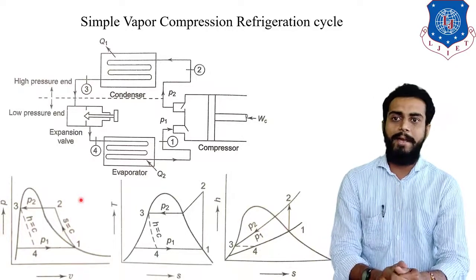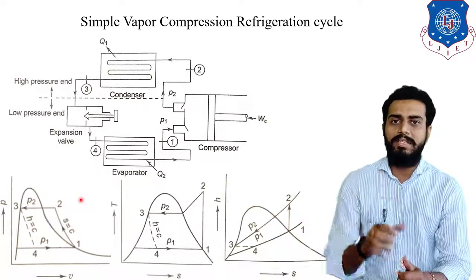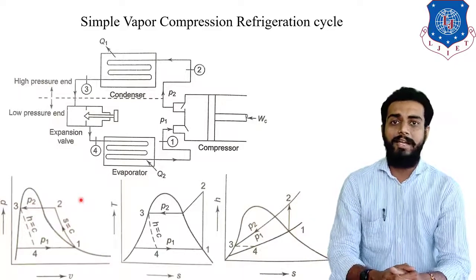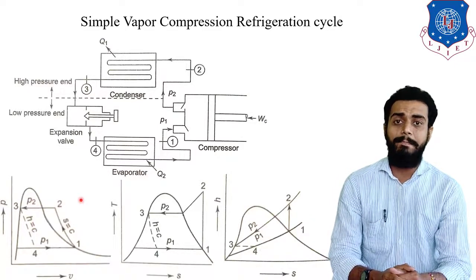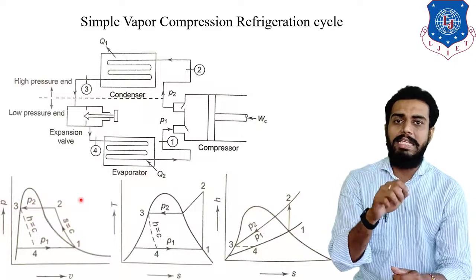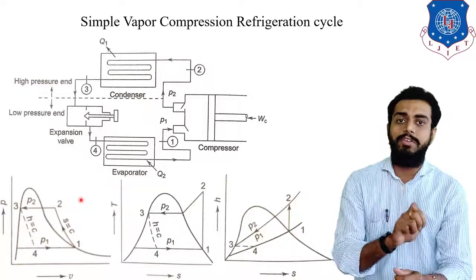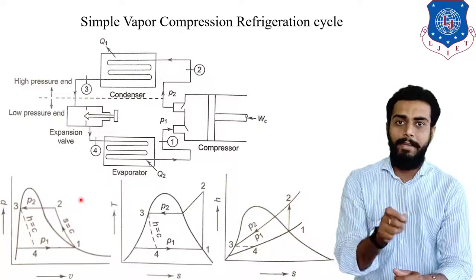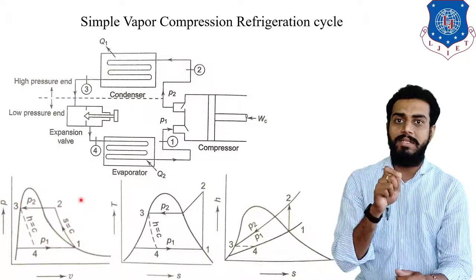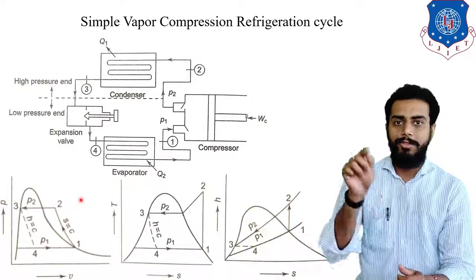So here you can see the pattern that the 1 to 2 process is a reversible adiabatic or isentropic process. That is why in the PV diagram S is equal to C, that means entropy is equal to constant, because isentropic means entropy is equal to constant, and it is written on the 1 to 2 line.